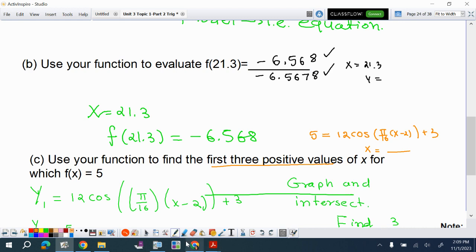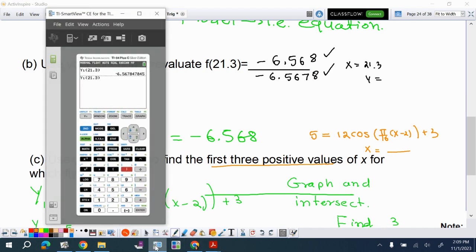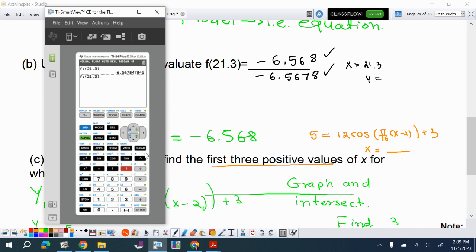So one more time, how to use the calculator. Pay attention for this part, and if you need to, rewind the video and watch again. I have the y equal to equation given to you. Y2 is equal to 5, and enter. Now we have to set the window. If I press the graph button, I do not see the whole thing. I see only one intersection. I need the first three positive values.